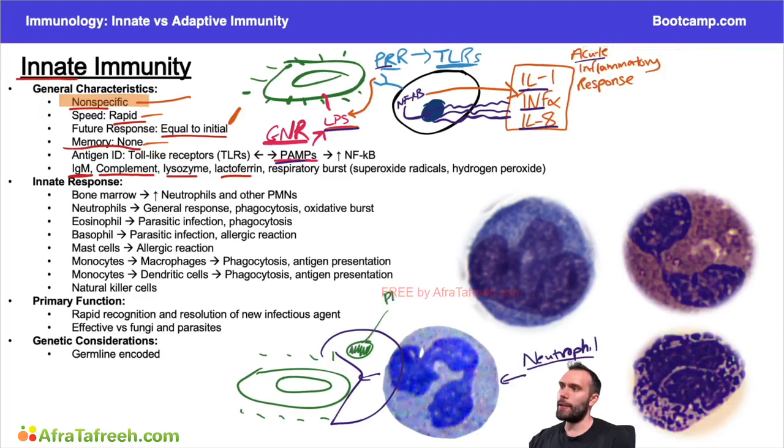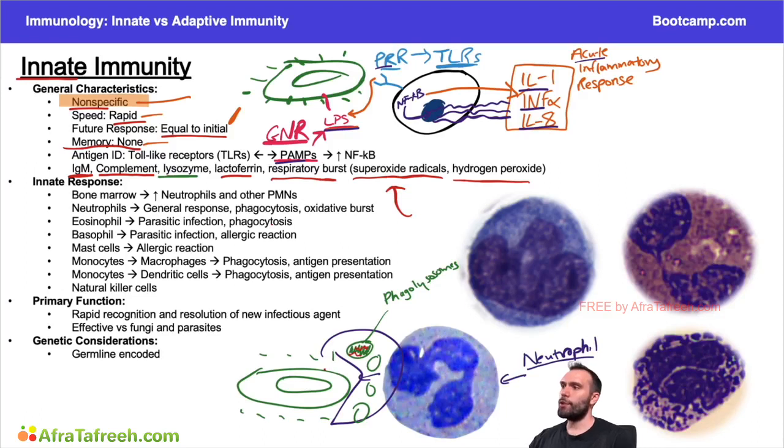Okay, so it can put it into phagolysosomes, and then it can use chemicals like lysozyme to try to break down the components of this bacteria as it's digesting it. The other thing that it can do is use the oxidative burst pathway, which is what we were just talking about. So it can use the respiratory burst pathway to generate things like superoxide radicals and hydrogen peroxide to essentially break down the components of the bacteria.